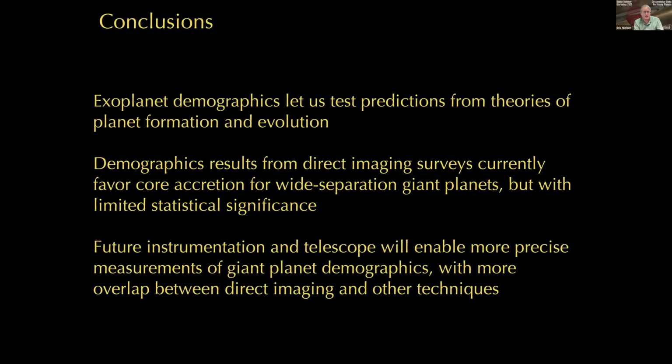My personal feeling here is that most of the demographic results from direct imaging so far are pointing more towards core accretion than they are towards gravitational instability. But again, this is somewhat limited statistical significance, and it'll be nice to have more observations.